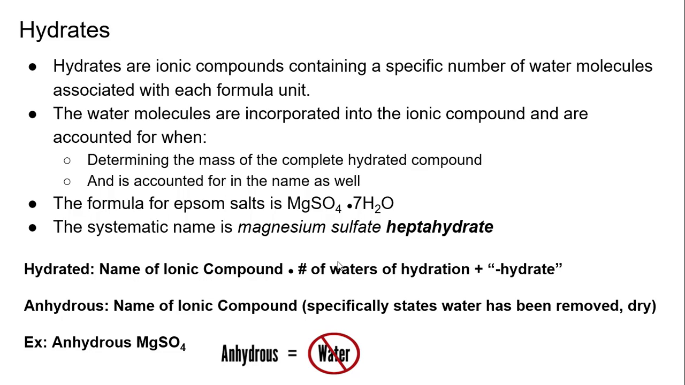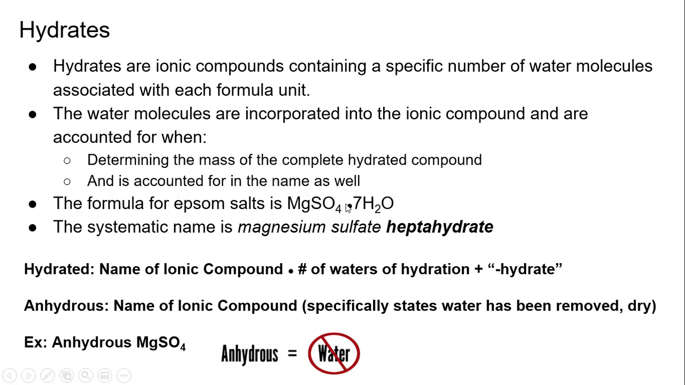But there are 2 things you need to know when you're dealing with hydrates. Determining the mass of the complete hydrated compound, you have to account for the waters and how many waters are attached. And you also have to account for the waters in the name. So as an example, I'm going to show you here. The formula for Epsom salt is magnesium sulfate. So magnesium sulfate itself should not be something that you haven't seen before. You should be very familiar with this, especially with this chapter. But we have to account for the waters. In order to do that, there's a dot.